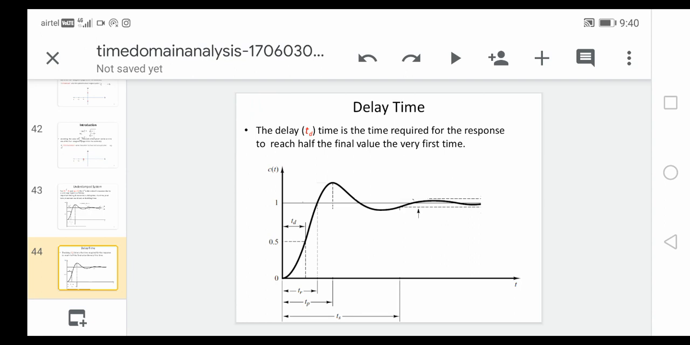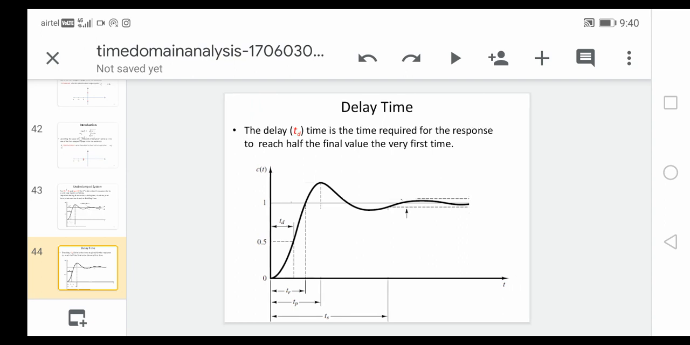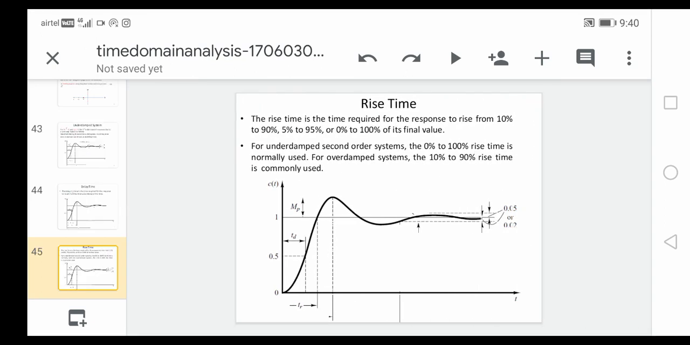The final value of the system is 1, but we are not going for 1, only 50%. The time required to reach 50% of its final value, we call it the delay time. And for rise time, we have different definitions. The rise time is the time required for the response to rise from 10 to 90%, or 5 to 95%, or 0 to 100% of its final value.